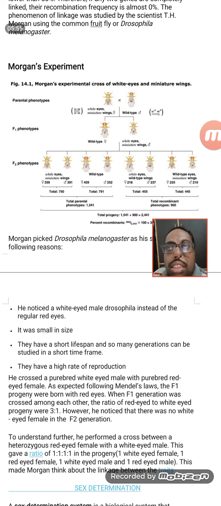His colleague, or student, Sturtevant and Bridges, both of them did that. By using this Morgan experiment, scientists got a method to map the genome, that means to study the exact location on the chromosome. This was one of the greatest breakthroughs at that time, because there were no other methods to find out the location.